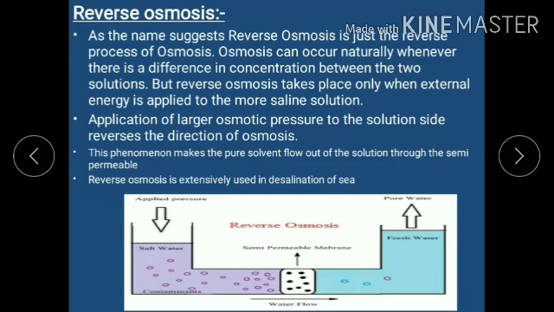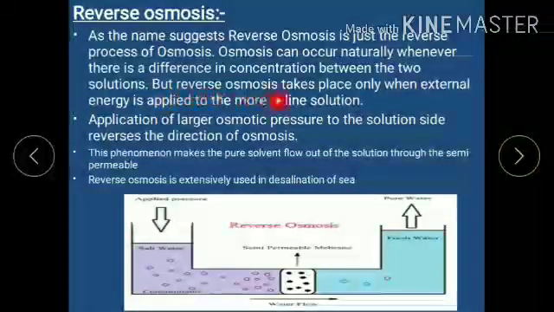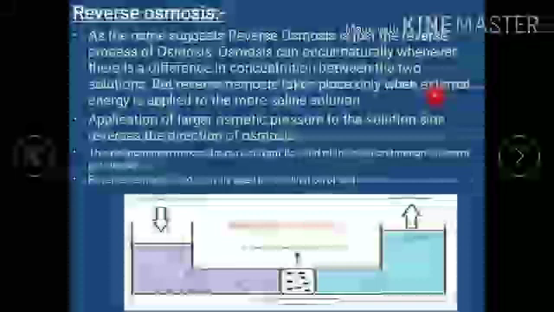Reverse osmosis, as the name suggests, is just the reverse process of osmosis. In osmosis you studied the transfer of the solvent from the low concentration to the high concentration solution. Osmosis can occur naturally whenever there is a difference in concentration between the two solutions, but reverse osmosis takes place only when external energy is applied to the more saline solution.